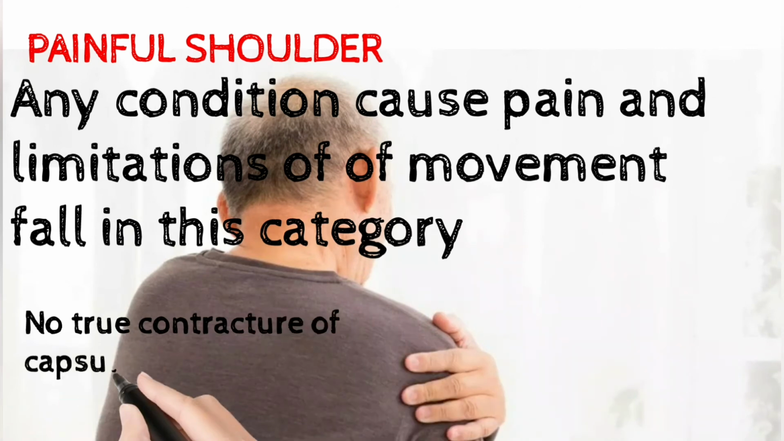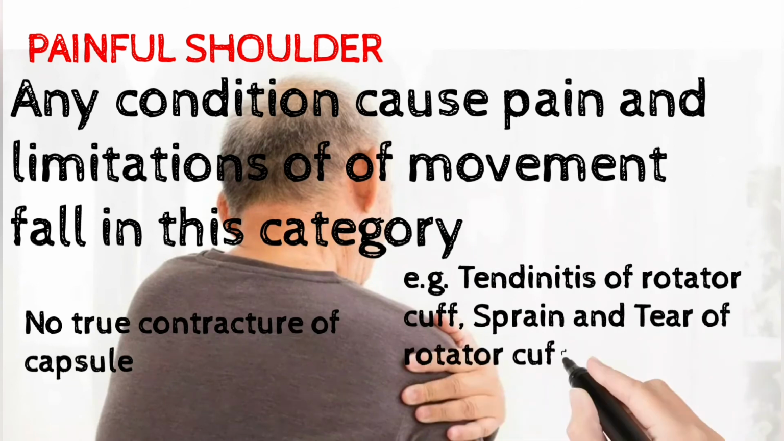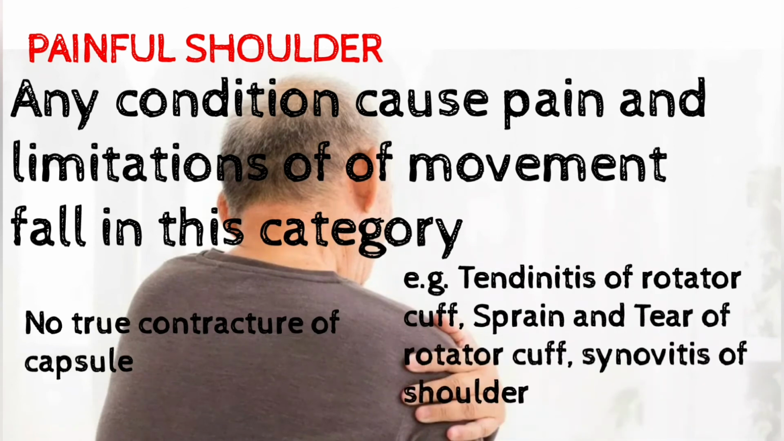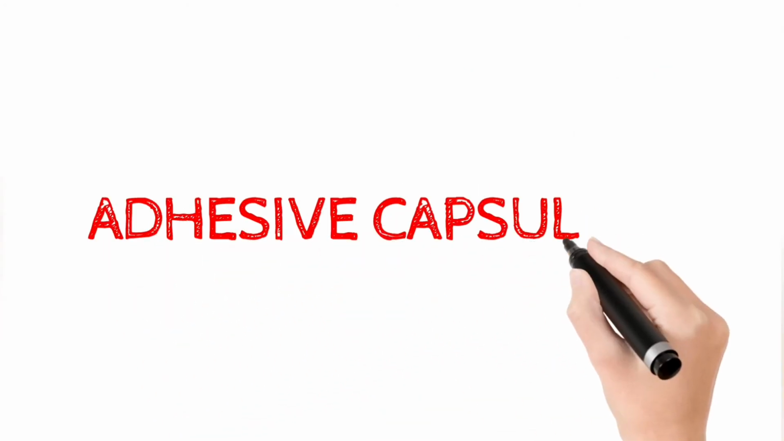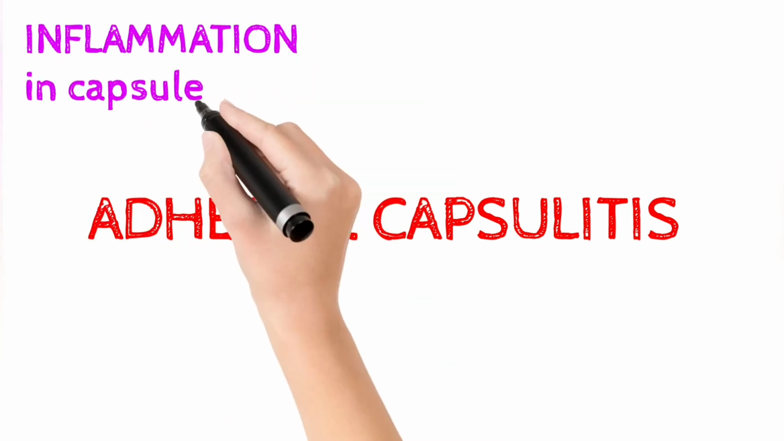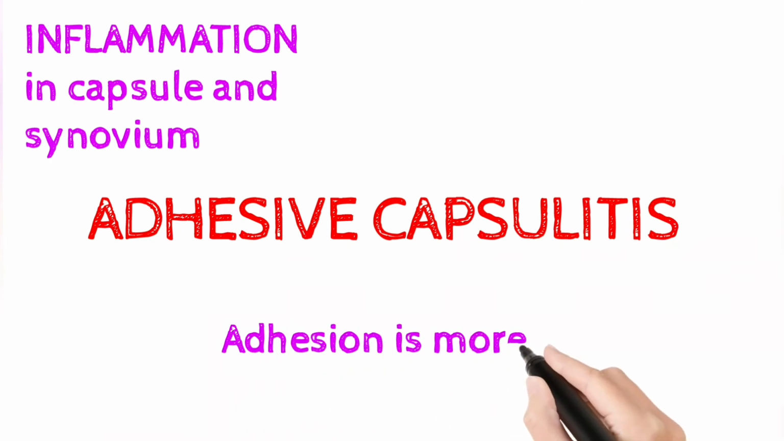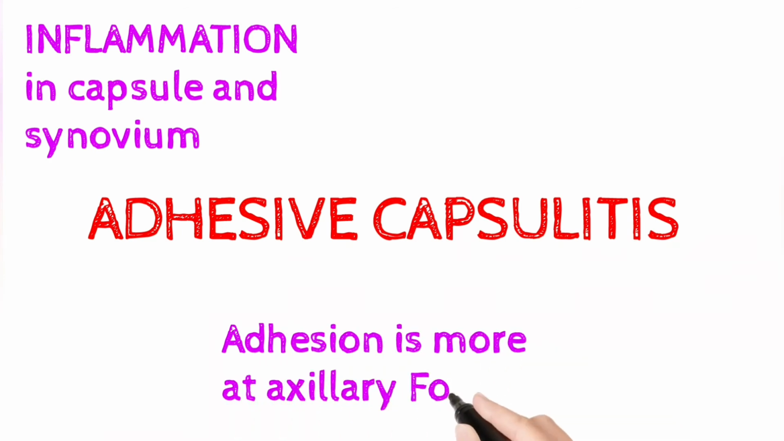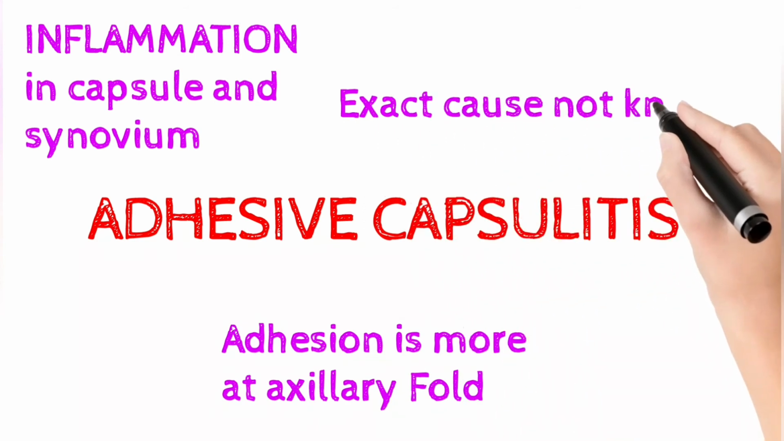There will be no true contracture and there will be no inflammation in the joint, like tendinitis of a rotator cuff, sprains and strains. In adhesive capsulitis, there will be inflammation in the shoulder or in the capsule or in the synovium, and there will be adhesions. There is no exact cause of frozen shoulder. So basically there is no etiology.